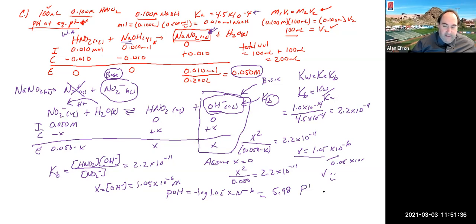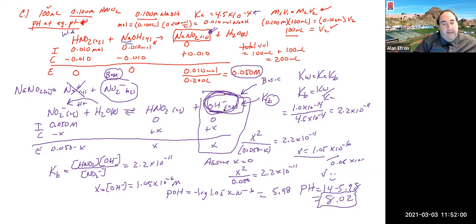We're going to take 14 minus that. So I try to squeeze it in here at the end, looking like we're going to end up with 8.02 as our pH here at the equivalence point, which obviously does make sense based on the fact that we are producing hydroxide and we would expect a basic pH at this point.